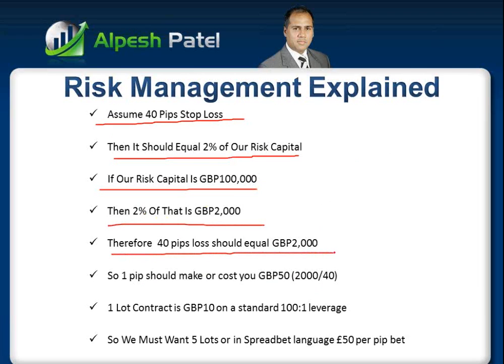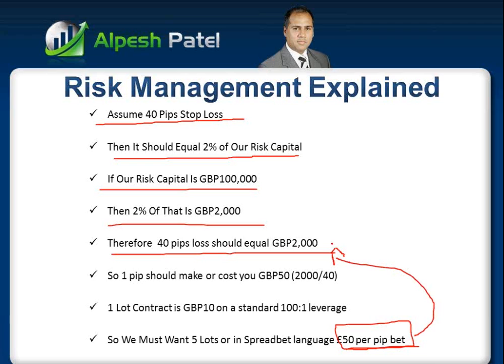So 1 pip should make or cost you £50, because 2,000 divided by 40 is 50. If one lot is £10 or whatever it is you're trading, you've got to work out what 1 pip is worth. And since you can afford to do £50 a point, 40 times 50 gives us 2,000. That's the maths of how we work it out.